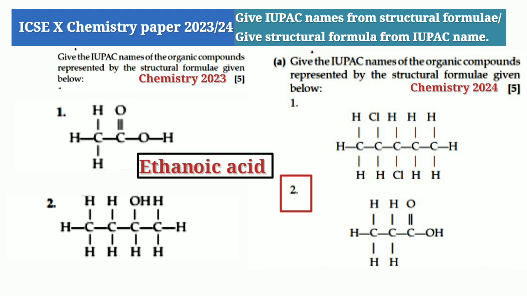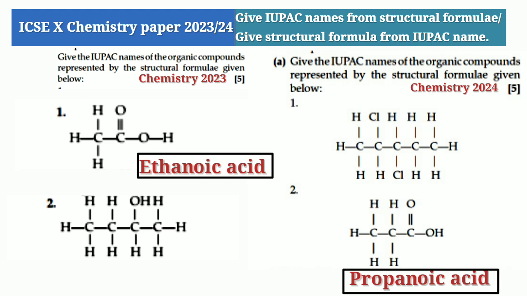In 2024 also, IUPAC name of one carboxylic acid is asked. Let us name this first. It has 3 carbons, so root word will be propane. COOH, functional group of carboxylic acid is there, so suffix will be oic acid and IUPAC name of this compound is propanoic acid.